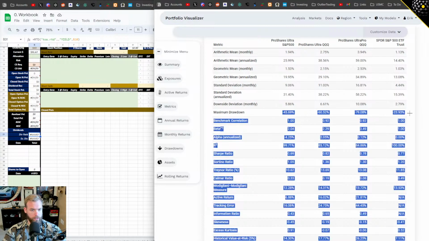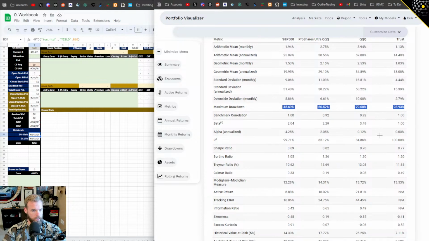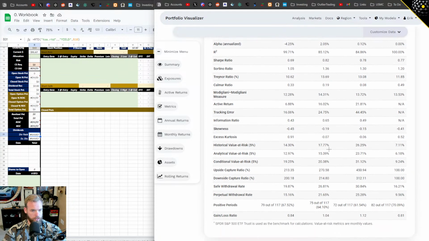All right. So this reiterates the maximum drawdowns that we saw before. And let's take a look at kurtosis. So negative skew on Qs, which is totally fine.